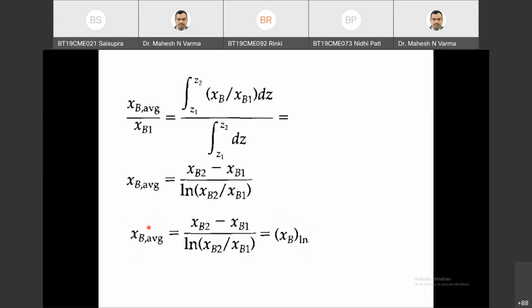How the concentration is changing. So this will be the average concentration over a length. This is called XB ln, the logarithmic concentration difference. You might have heard previously of the logarithmic temperature difference. So based on this equation, XB2 minus XB1 divided by ln XB2 divided by XB1, that term can be called the logarithmic concentration difference. So this is a logarithmic difference or logarithmic mean. So XB ln is a logarithmic mean concentration or logarithmic concentration difference.